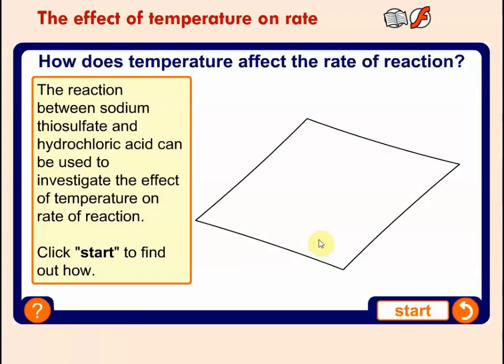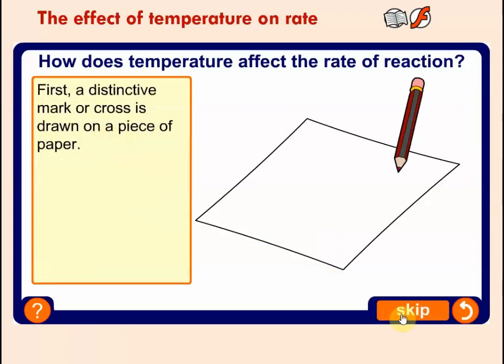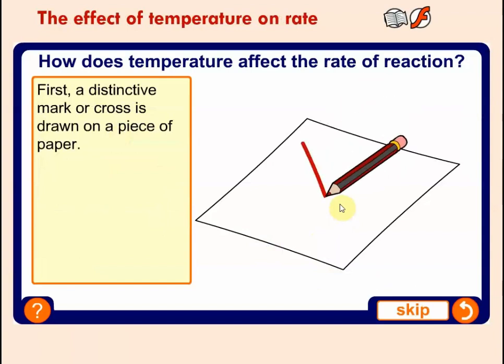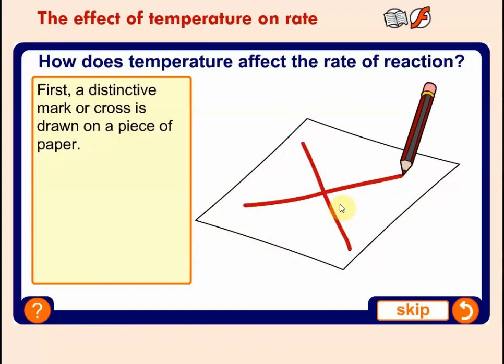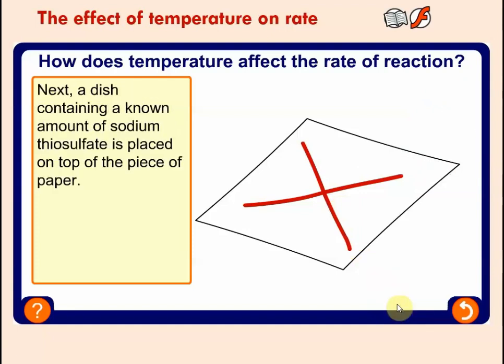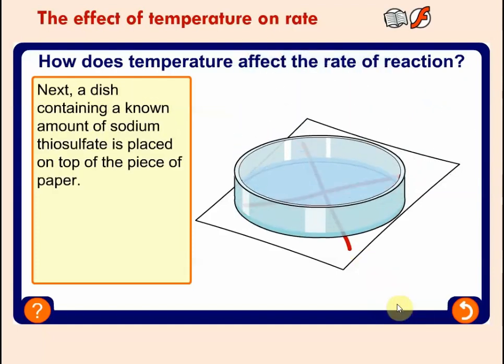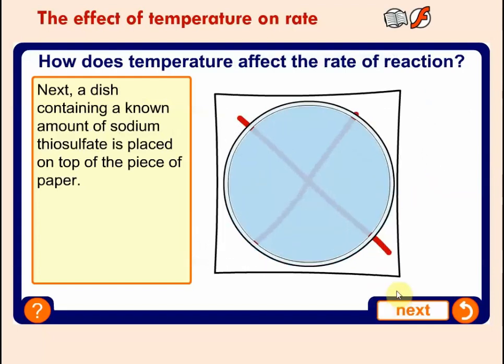Okay, let's look at the simulation of the reaction right here. So sodium thiosulfate and hydrochloric acid, we use them to investigate the effect of temperature. We start by drawing a cross on a sheet of paper, and then we place our reactant mixture, the conical flask, on top of the cross. In this case we're using a dish.